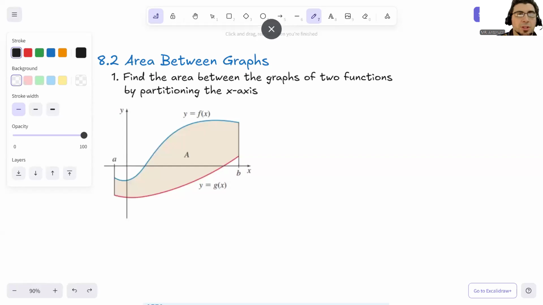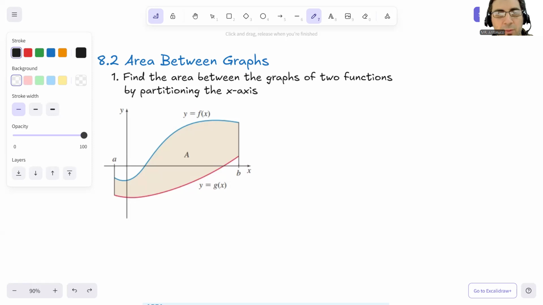All right, guys, Mr. Antonucci here, and in this video, we're going to talk about area between the graphs, particularly how to find the area between the graphs of two functions with respect to the x-axis. So if we look at a general region here that's bounded by two functions, f and g, we can figure out how to get the area the same way that we figured out the area under the curve, by basically doing a representative rectangle and getting the area of that and then going from there.